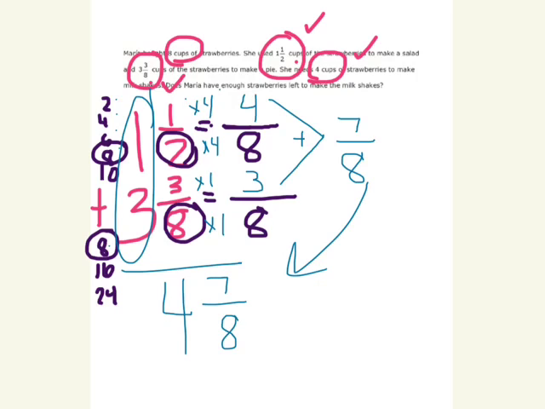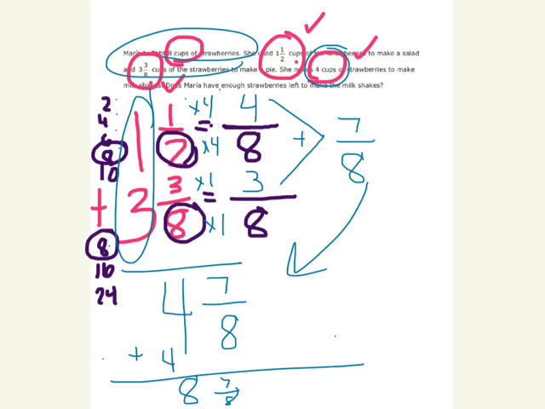7/8 that I need so far, but I haven't added my 4 cups of strawberries that I need for the milkshakes yet. So I still need 4 more cups of strawberries. So if I take that 4 7/8 and I add 4 whole cups, I get 8 7/8 cups of strawberries. And that is more than the 8 cups that I had. So I do not have enough cups.